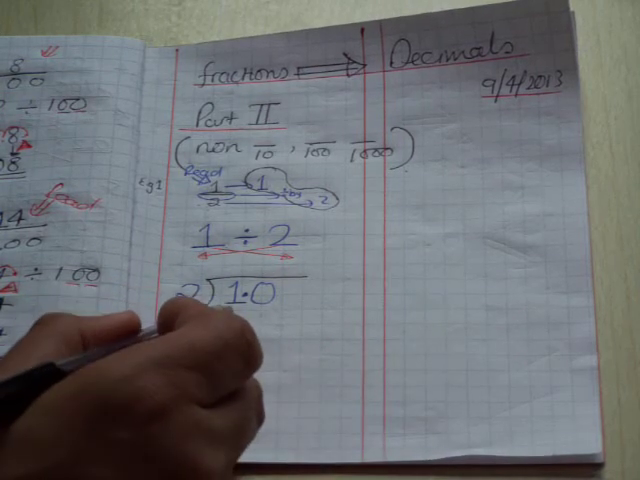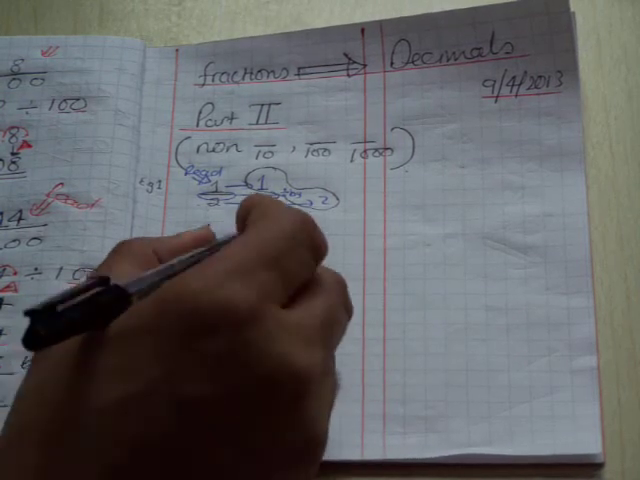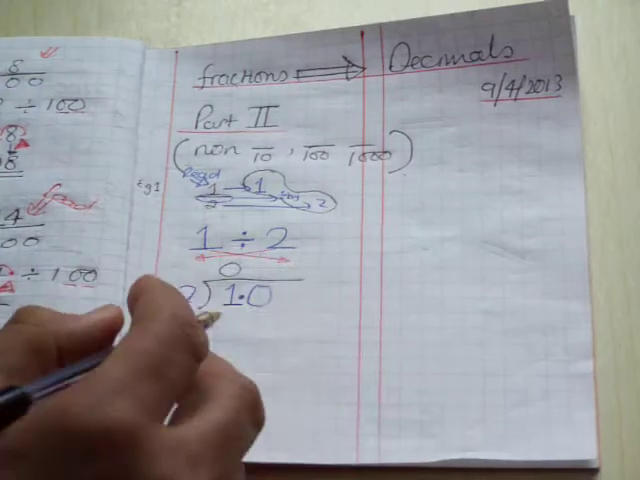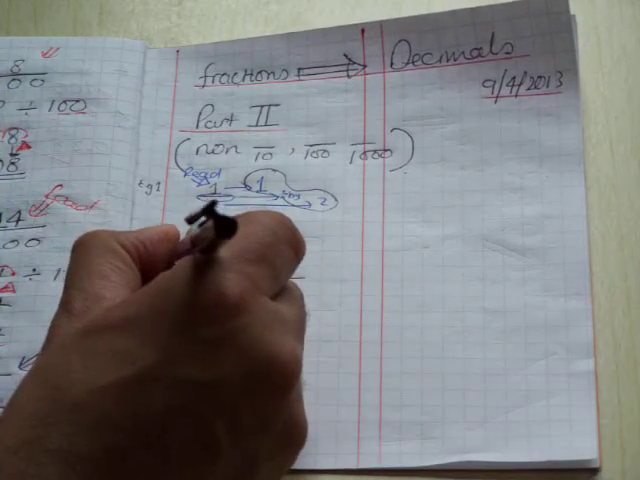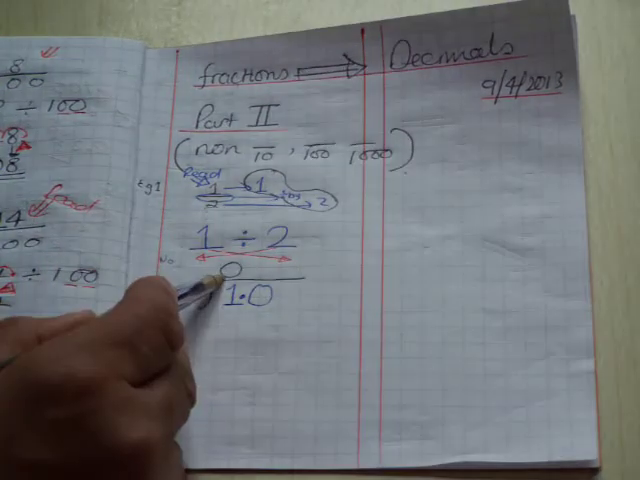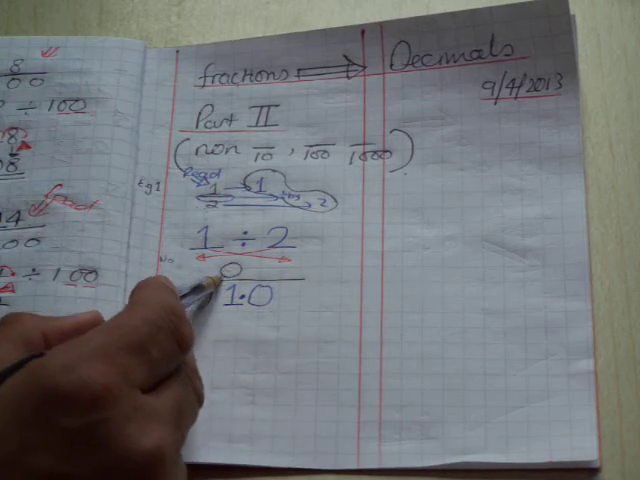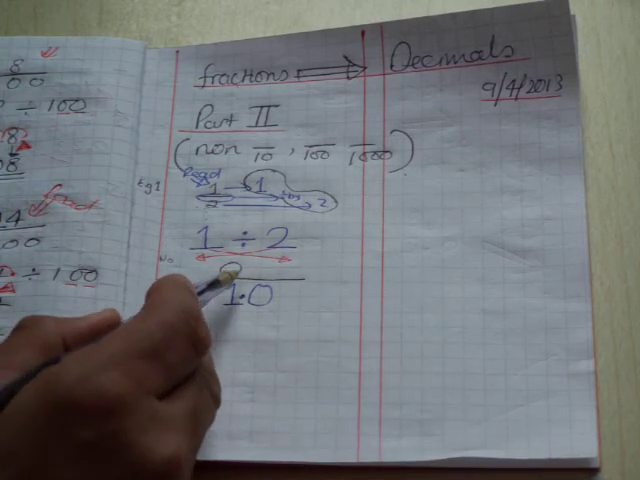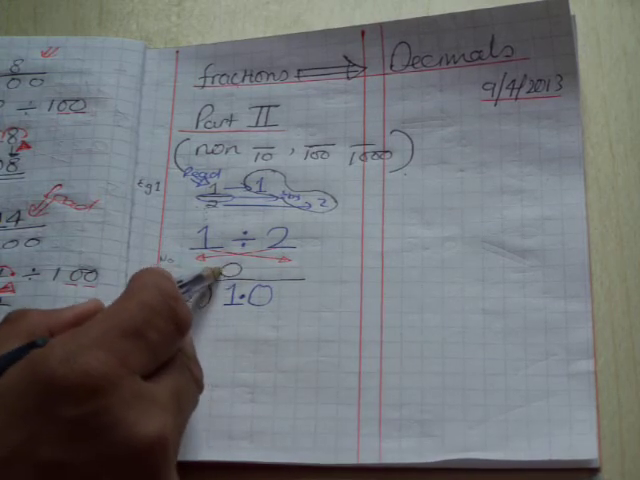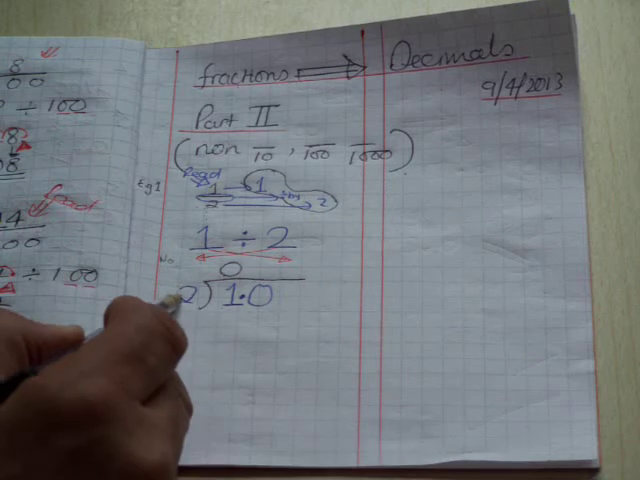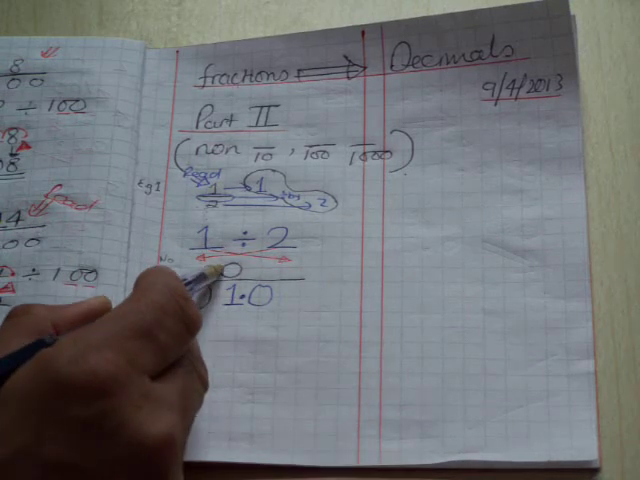So will 2 fit into 1? Can you make a group of 2 out of 1? And the answer is no. And in the no we have an O, and my O is a 0 here. So if you say no, at the end of no you have an O, and I'll represent my O with a 0. So 2 will go into 1 no times.